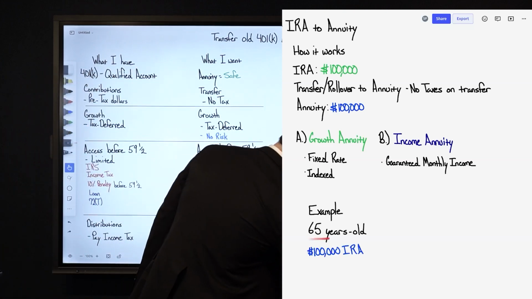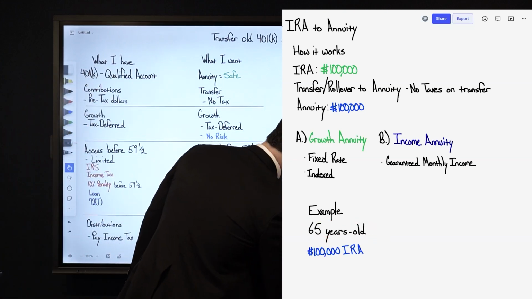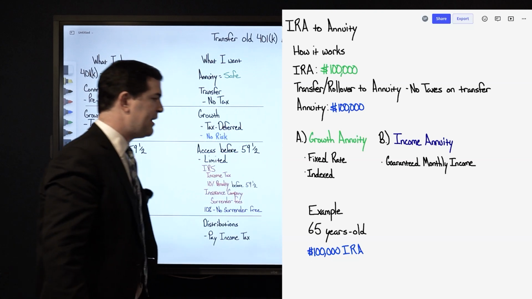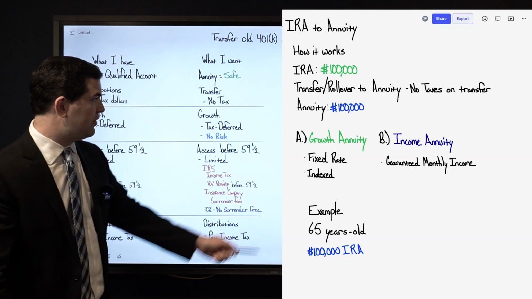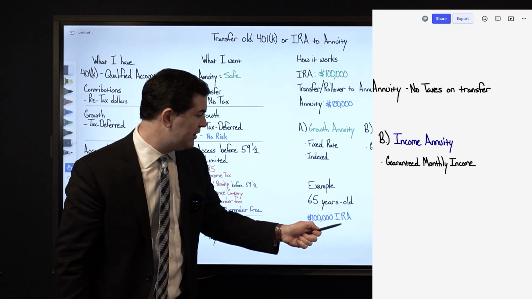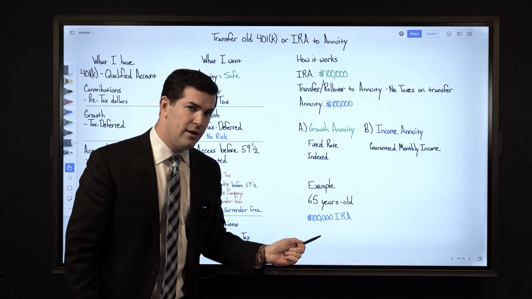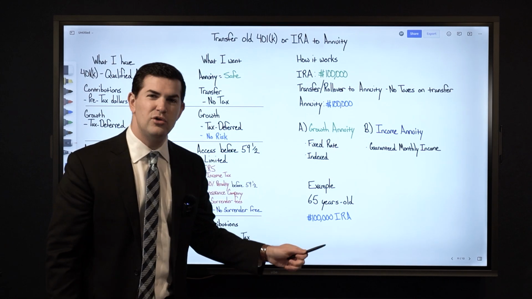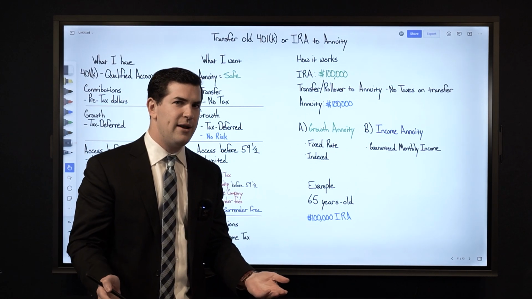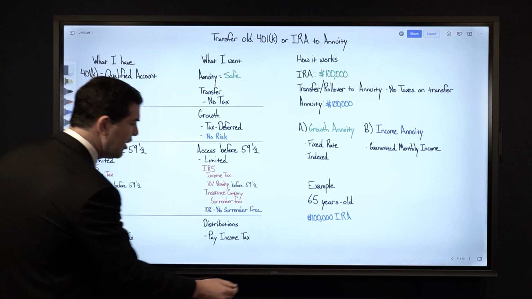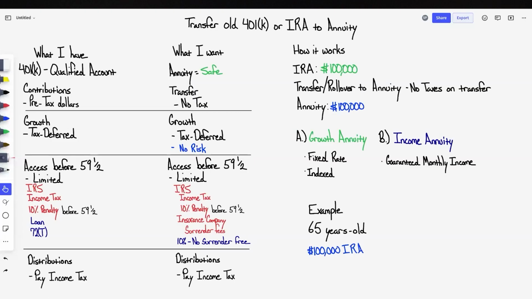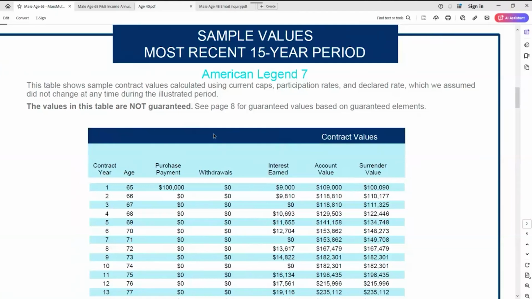So we've got a 65-year-old individual who's got $100,000 in an IRA, and he's interested in seeing these options. He actually has about $200K, but he wants to start with only $100,000 so he can get his feet wet and get comfortable with the product. So let's take a look here. We'll begin with option A, the growth annuity. So an illustration might look like this.